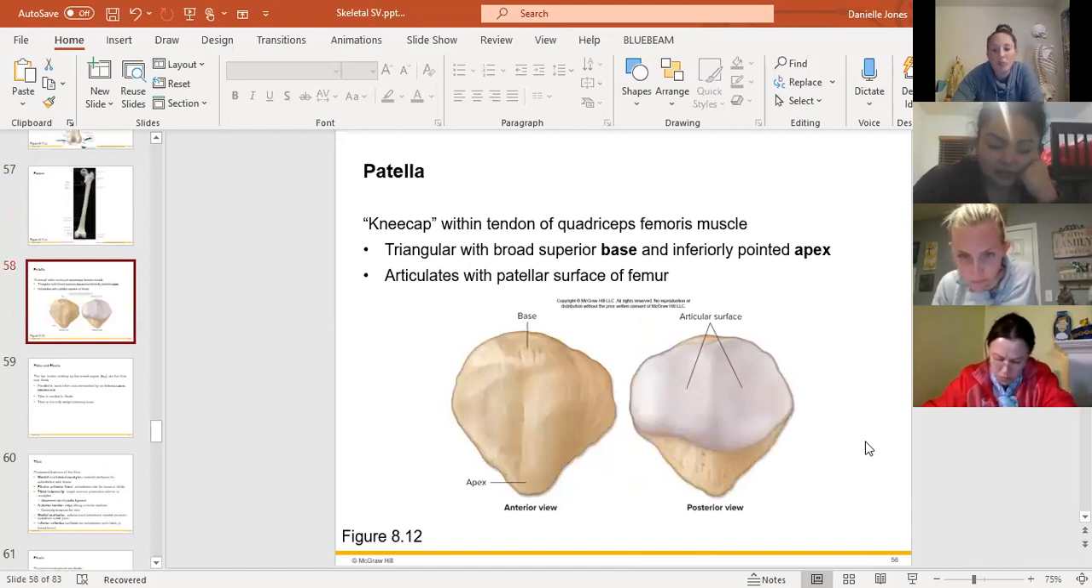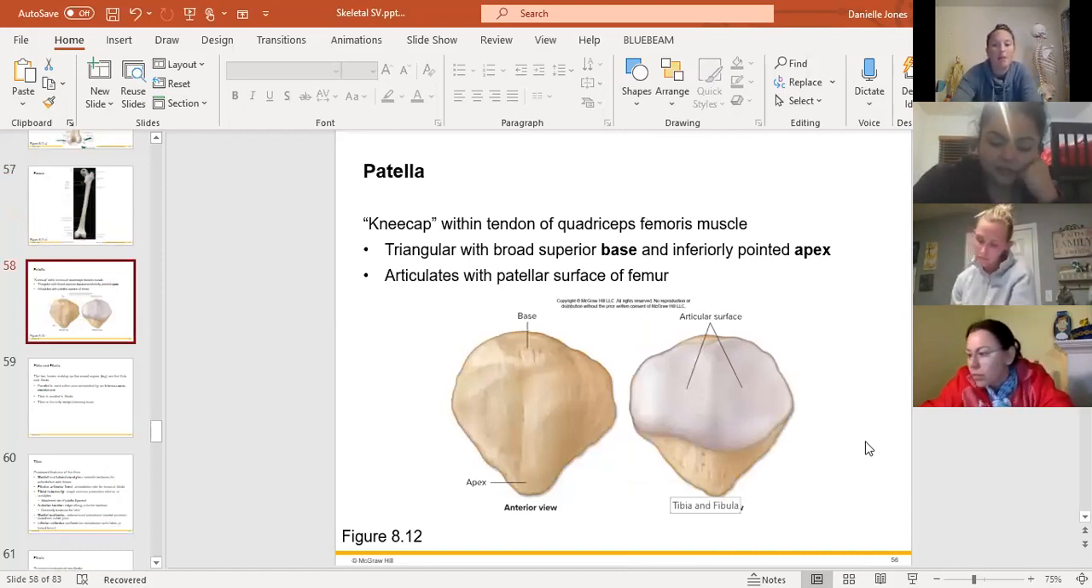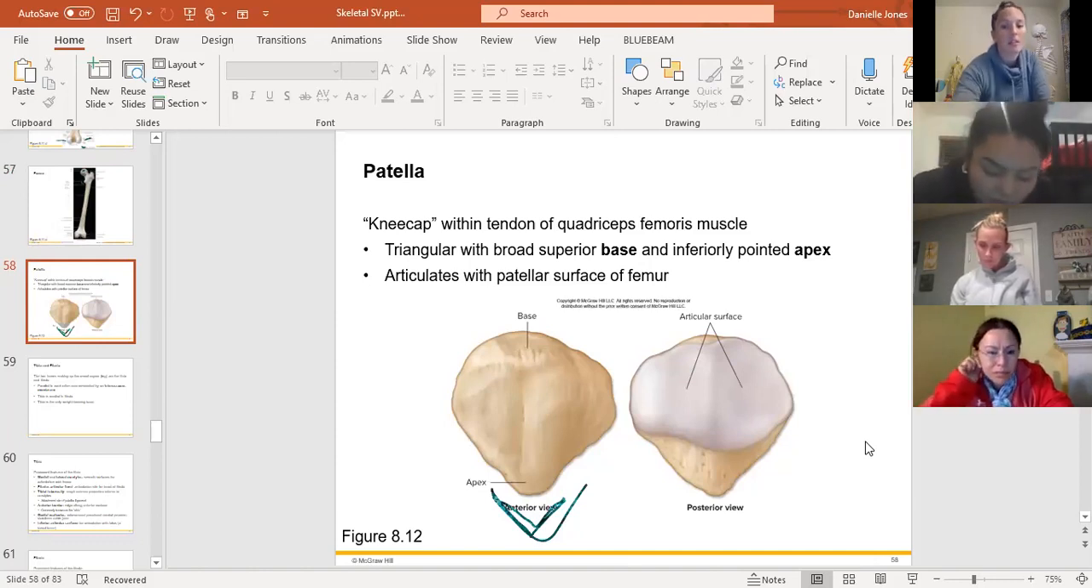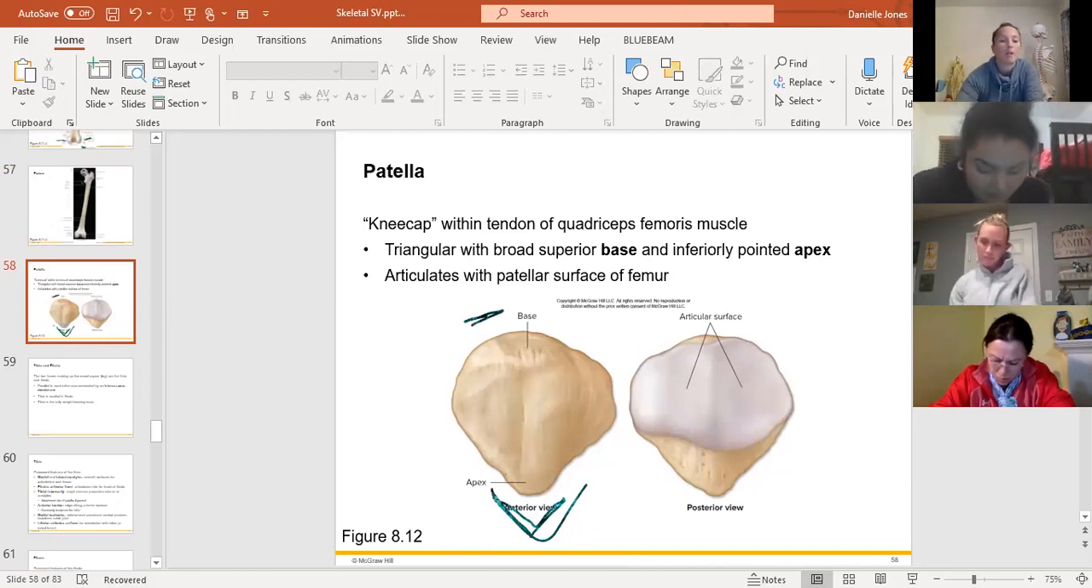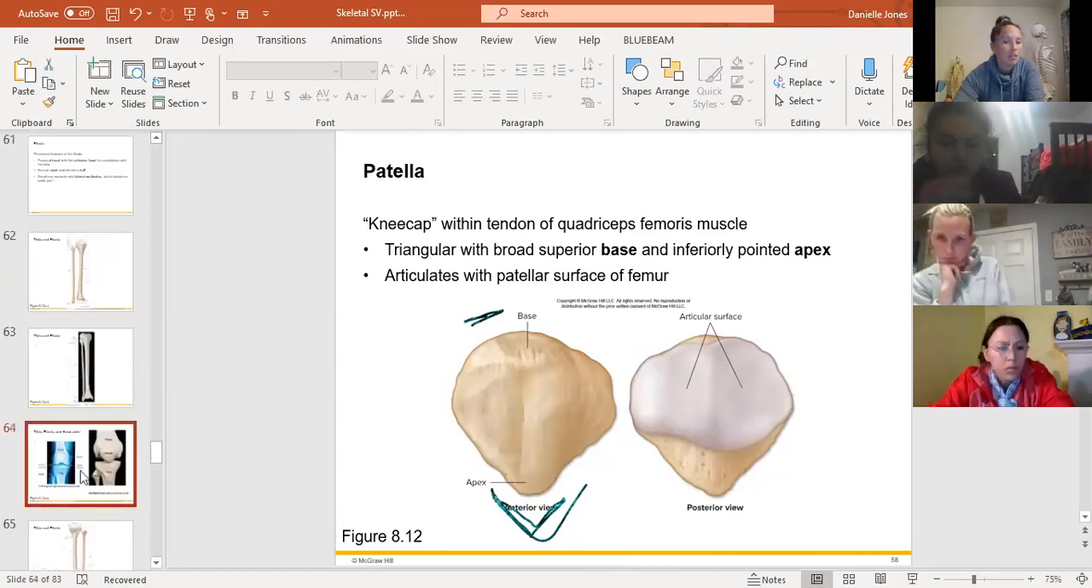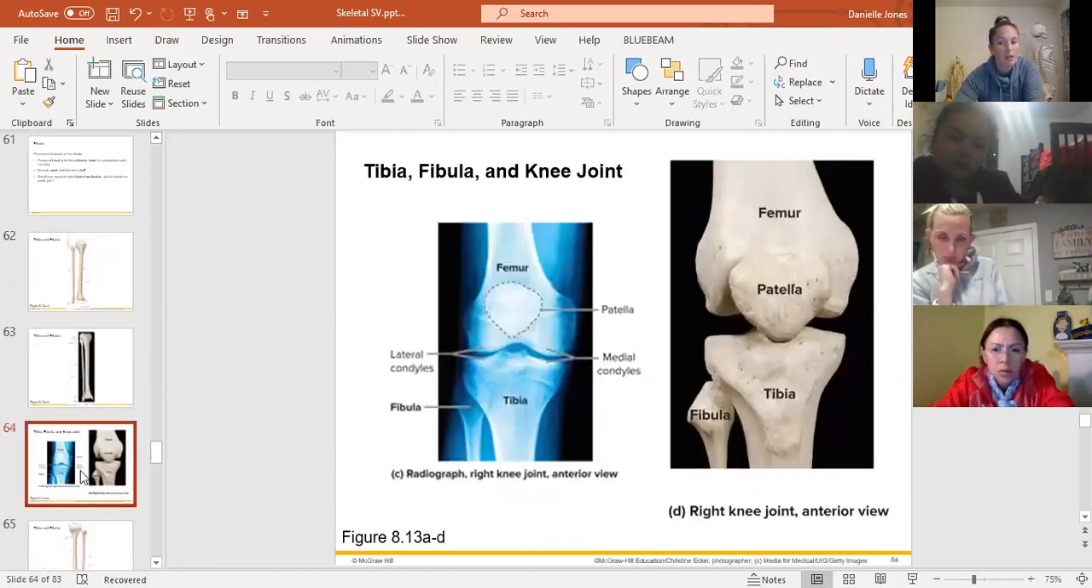Here is the patella, just so that you're aware. The apex, or this pointy part, is basically going to be pointing towards the leg, towards the tibia and the fibula, in case you're trying to figure out location wise where it's looking. So this base is the femur side, and the apex is the tibia and fibula side. This is essentially how it's going to look: femur, tibia, and fibula right next to each other with the patella on top.